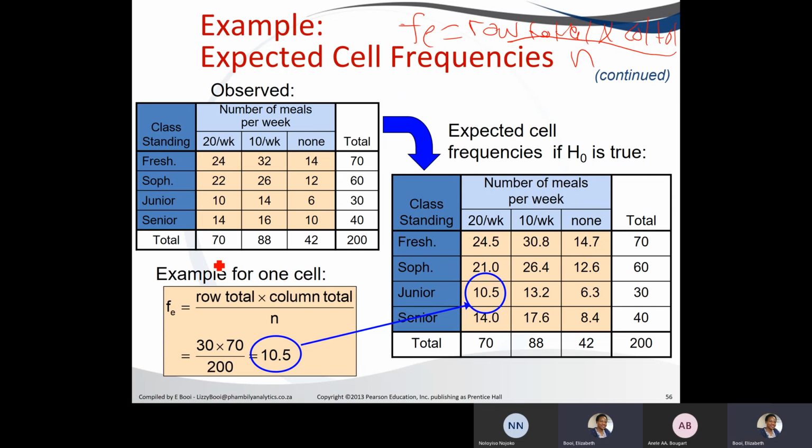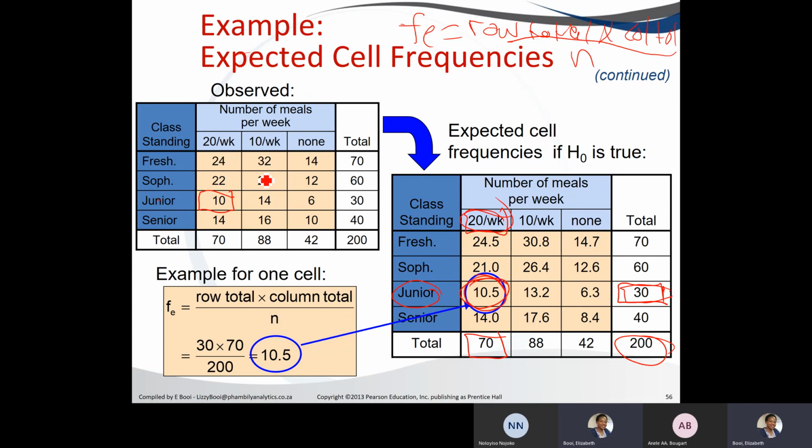Remember that. So if I need to calculate the expected frequency for junior and 20 weeks, I look at the row total, which for junior is 30. So I go row total, which is 30, multiply by column total, which is 70, and divide by 200, and that will give me 10.5. I'm sure I'm using the wrong table here. I should be pointing on the observed table.